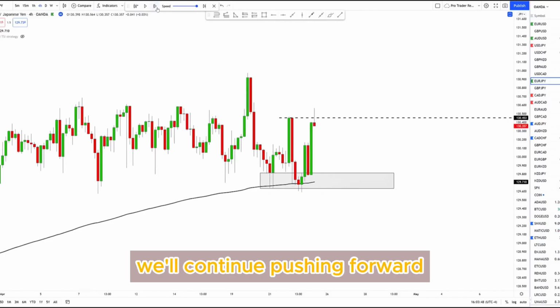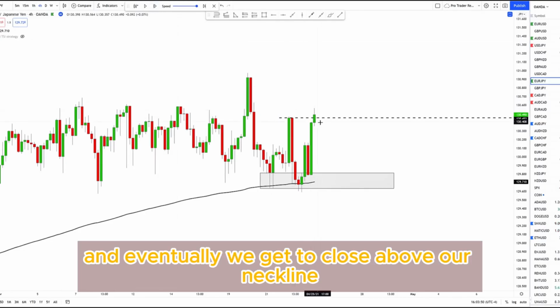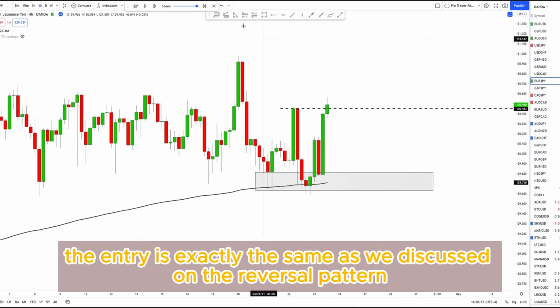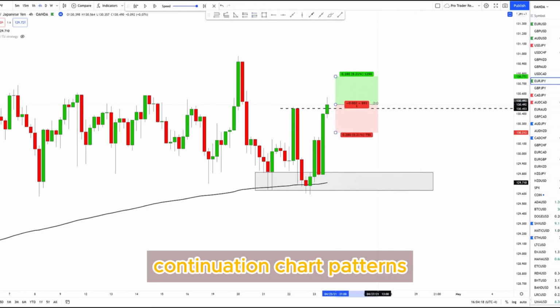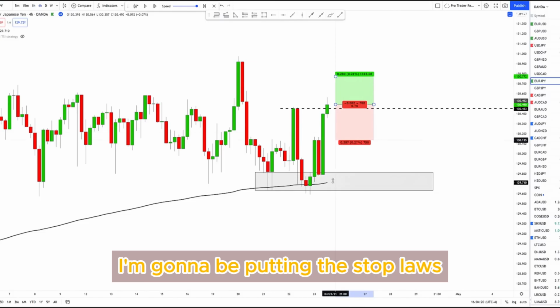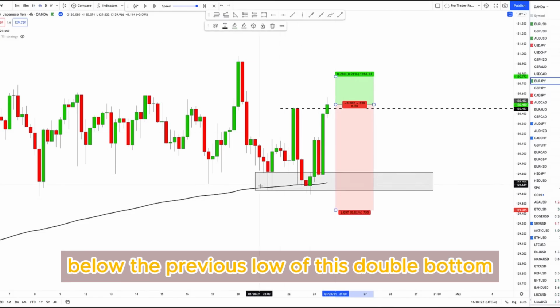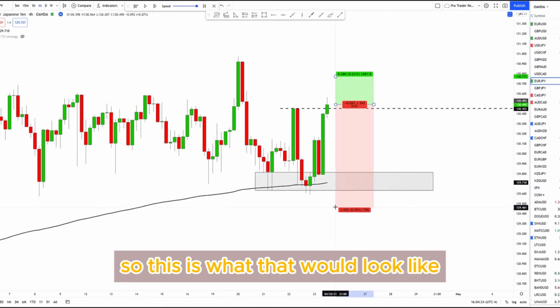We'll continue pushing forward, and eventually we get a close above our neckline. Now, as I said, the entry is exactly the same as we discussed on the reversal pattern. The difference here is that for trend continuation chart patterns, I'm going to be putting the stop loss below the previous low of this double bottom. So this is what that would look like.